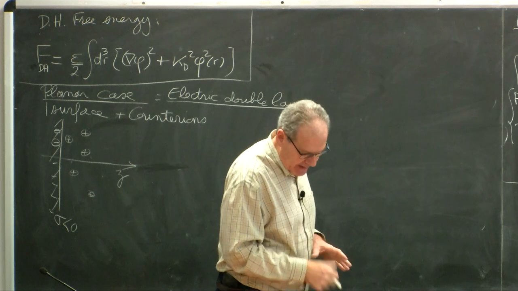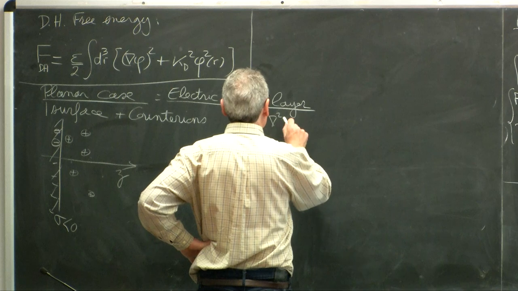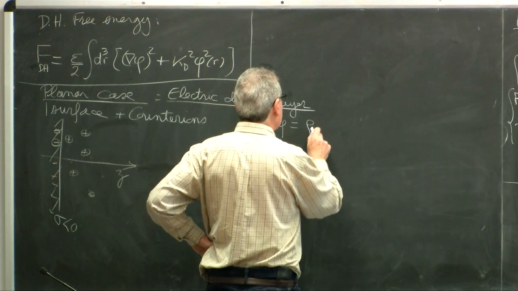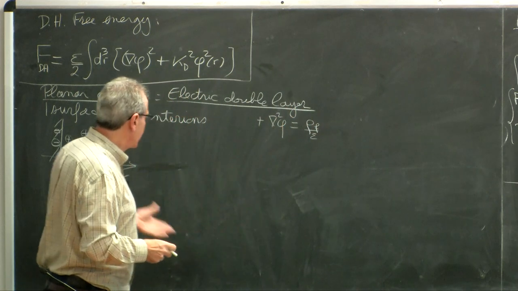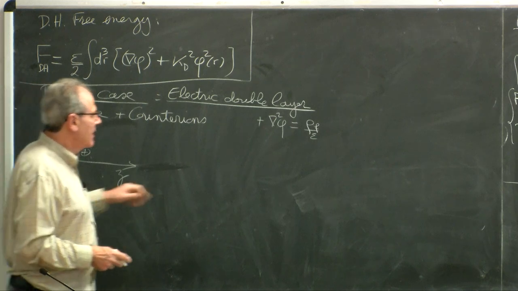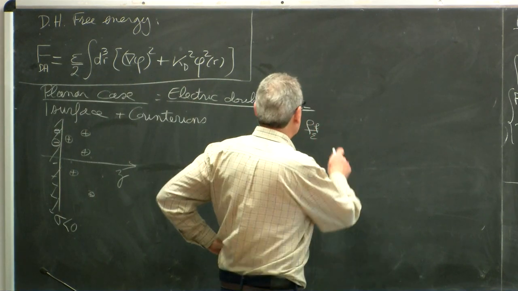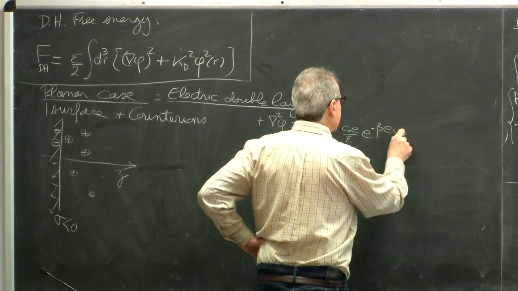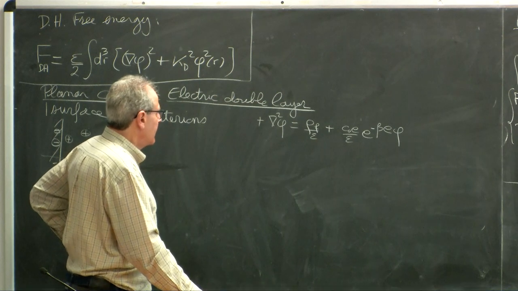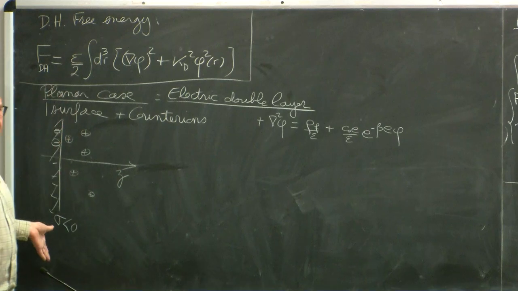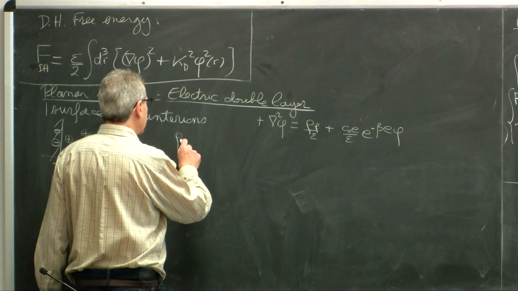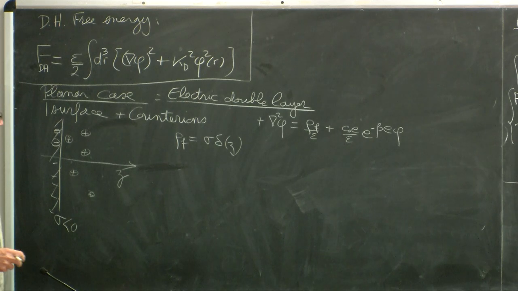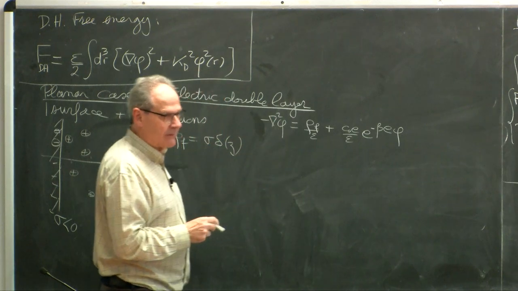Okay, so the Poisson-Boltzmann equation is Laplacian phi equals rho f over epsilon, plus C0 e over epsilon times e to the minus beta e phi. And rho f, the density of fixed charges, is just the wall, so rho f is sigma delta of z. Yes? Yes, absolutely, it should be minus here. Thank you.